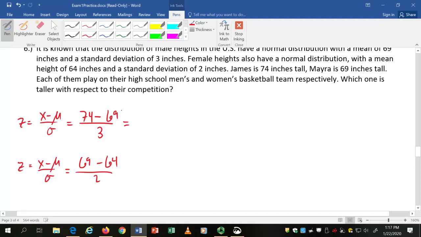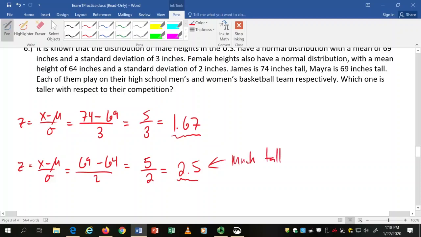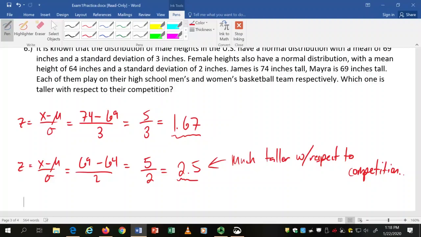This guy is 5 inches above average, with a standard deviation of 3 inches, so that comes out to about 1.67 if you round. This person is 5 inches above average from a population with standard deviation 2, and that z-score comes out to be 2.5. She's actually shorter than the guy, but with respect to her competition she's much taller. She's 2.5 standard deviations above average, which is pretty exceptional. More than 2 standard deviations above average is pretty high, so she's probably pretty tall.